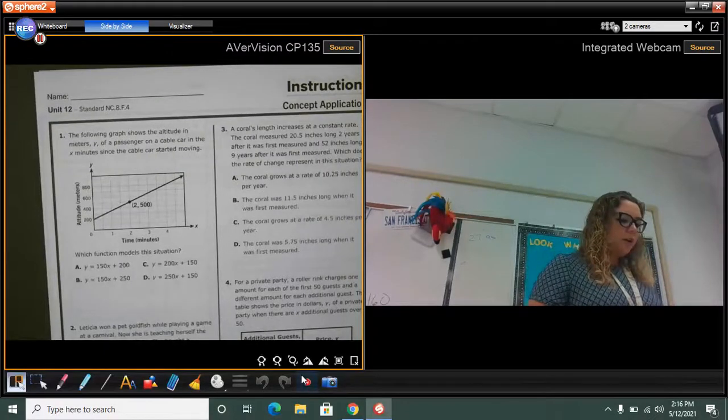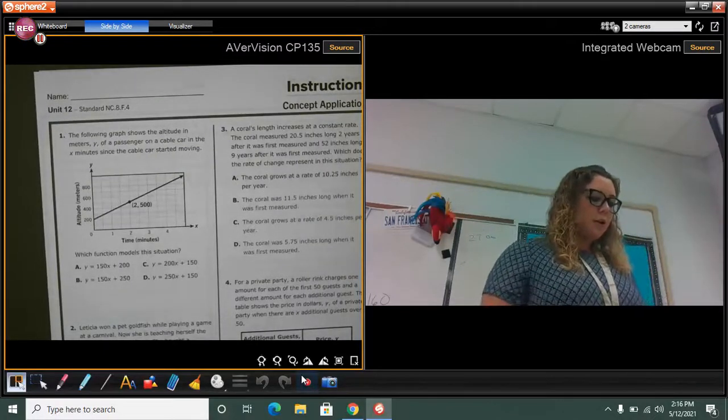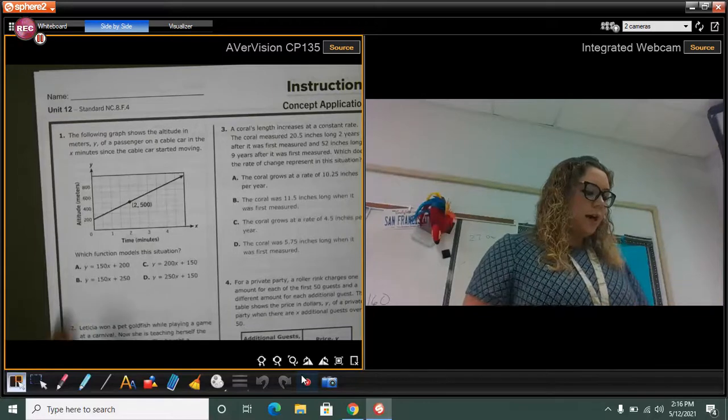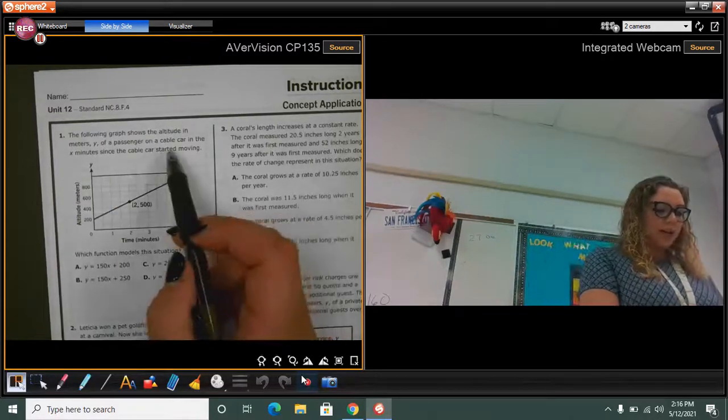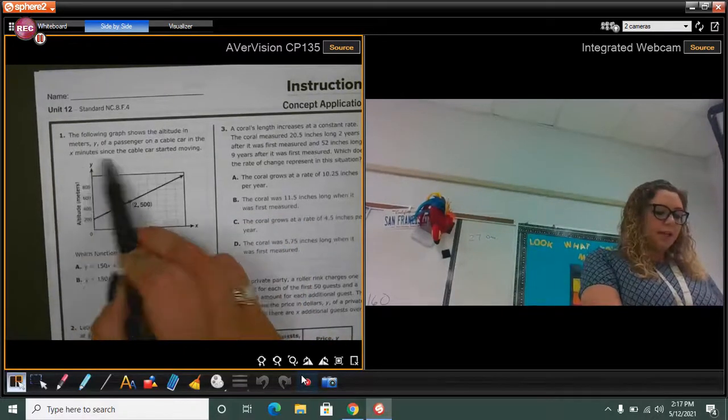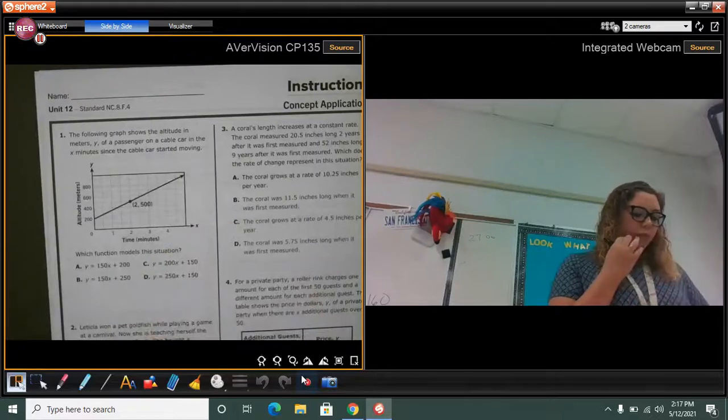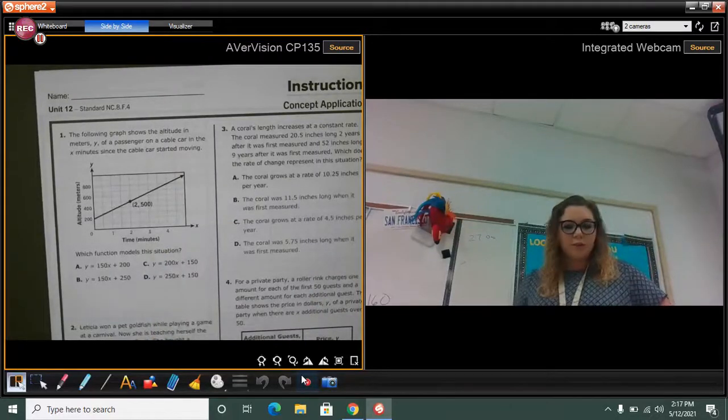The following graph shows the altitude in meters, y, of a passenger on a cable car in x minutes since the cable car started moving. Which function models the situation?